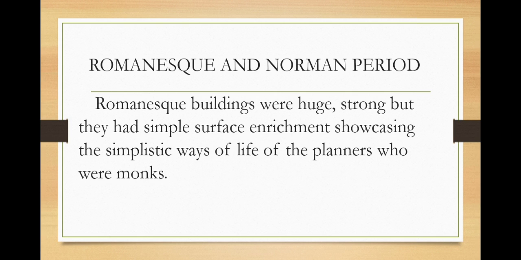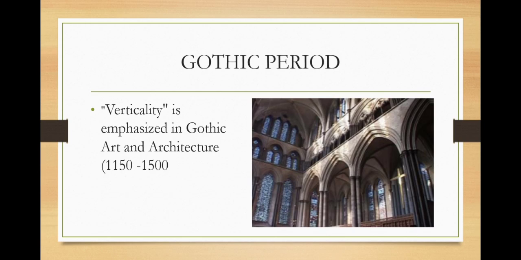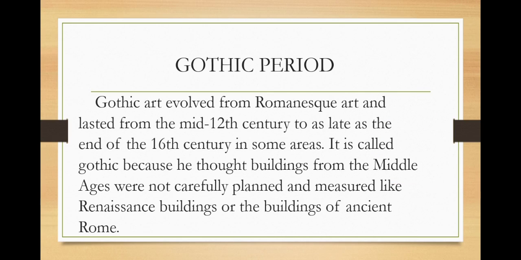Then let's proceed to the Gothic period. So the Gothic in general, their art design is vertical. Verticality is emphasized in Gothic art and architecture. So the vertical is emphasized in the Gothic period. Gothic art evolved from Romanesque art and lasted from the mid-12th century to as late as the end of the 16th century in some areas.